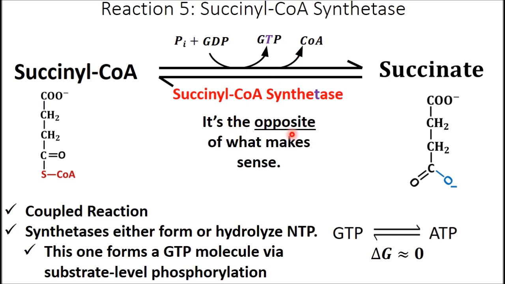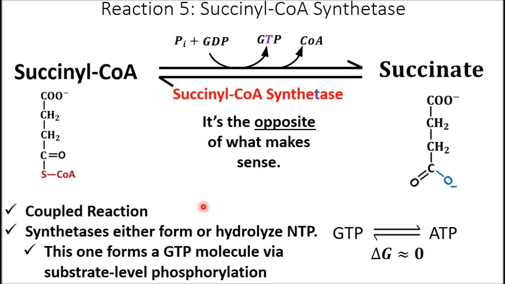And it's the opposite of what makes sense. It's counterintuitive because you're saying succinyl CoA synthetase, synthesizing succinyl CoA, but the reality is you're taking succinyl CoA and forming succinate. The way I remember this is that it's the opposite of what makes sense, and I also remember the fact that when you take alpha-ketoglutarate dehydrogenase, you have to form a CoA group. So that CoA group is succinyl CoA. It's not succinate.